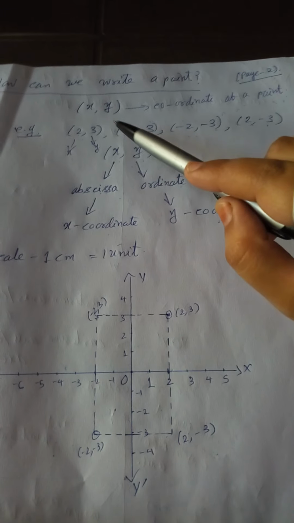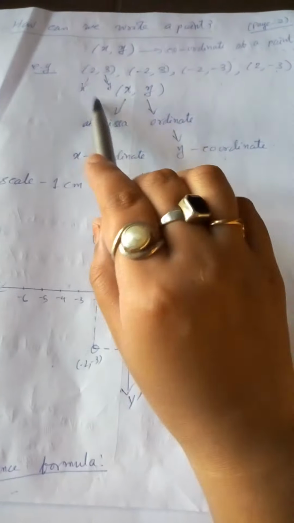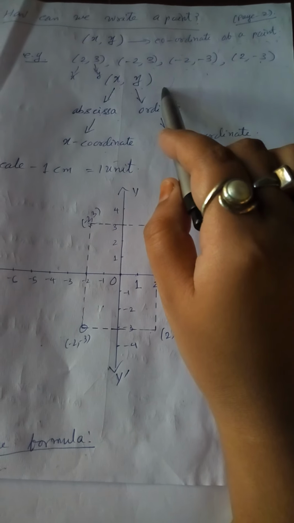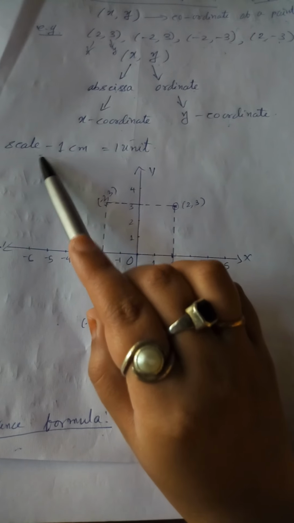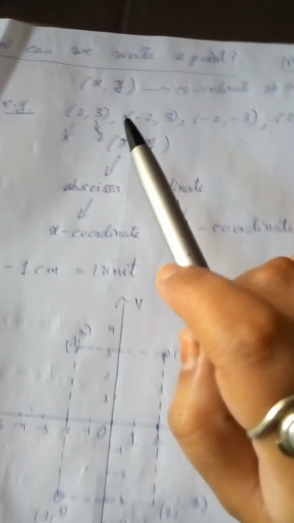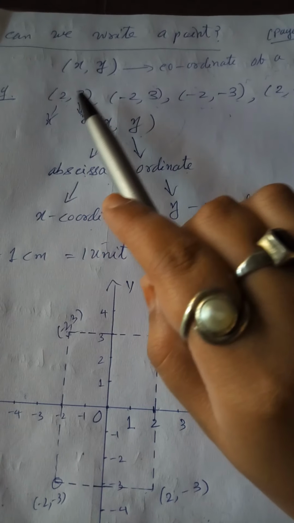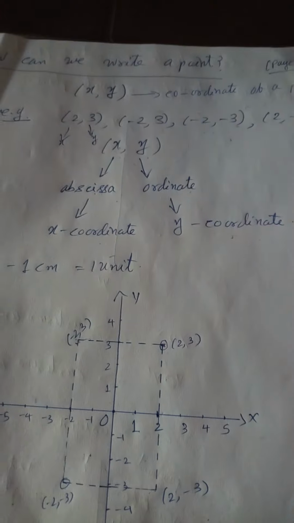Next, let's see how you can plot points on a Cartesian plane. In this diagram I plot these 4 points on a Cartesian plane. First I take a suitable scale: 1 centimeter equals 1 unit. Our first point is (2, 3). For 2 we count 2 centimeters, and for 3 we count 3 centimeters. We can measure this with the scale.